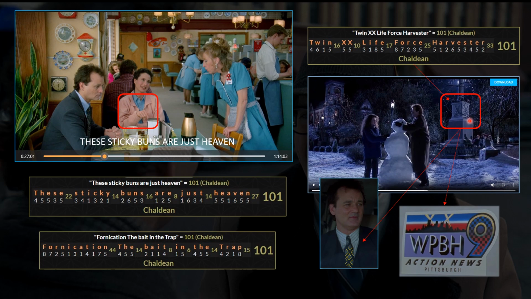So here we see the twin X symbolism on the pillar as they're building a snowman. And when Phil is on his way into Punxsutawney at the beginning of the movie, you can see the double X symbolism on his tie and on the van as well. The twin X symbolism is on the Action News logo here.